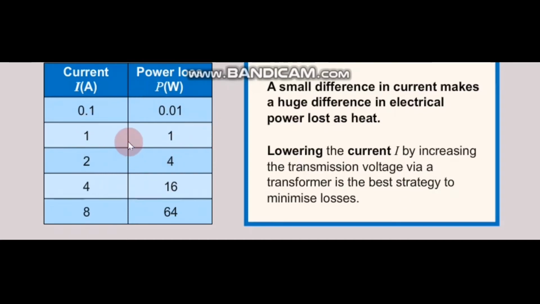So what can we understand from this result? It shows that when a current flows in a cable, there will be a power loss due to the heating of the cable, and the value of the power loss is determined by applying P equals I squared R. So the conclusion from this study is that a small difference in current makes a huge difference in electrical power loss as heat.